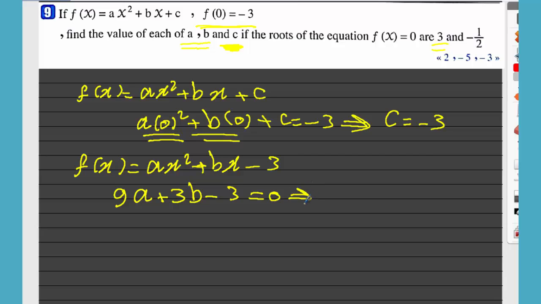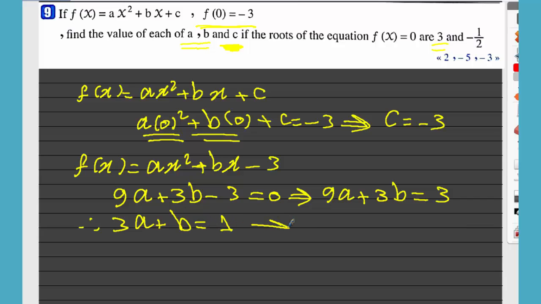So substituting x equals 3, you will get 0. So we have 9a plus 3b equals 3. I will simplify it, dividing by 3. So what we get, 3a plus b equals 1. And this is equation 1.